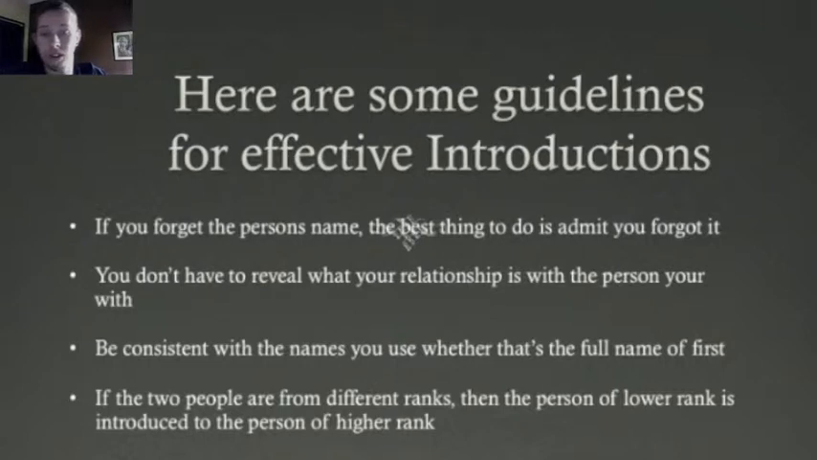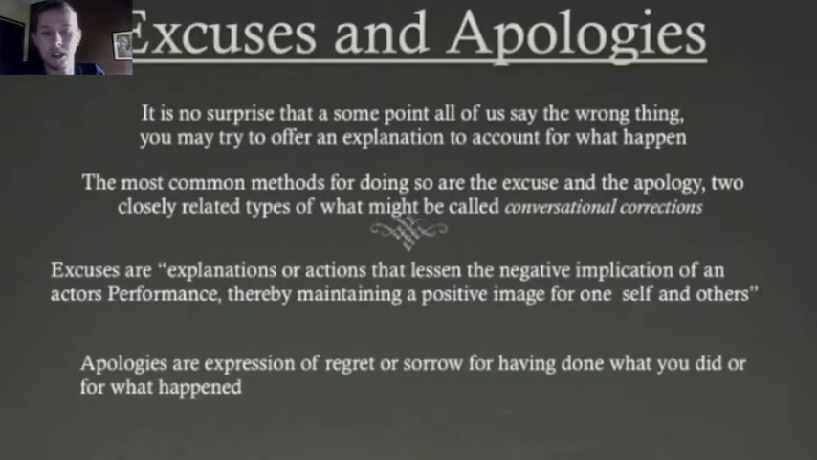Excuses and apologies. So it's really no surprise that once in a while we say something wrong and we try to give an explanation for what happened. The most common methods are excuses and apologies, and they are what you call conversation corrections. So excuses are explanations or actions that lessen negative implications of an actor's performance, thereby maintaining a positive image for oneself and others. Apologies, on the other hand, are expressions of regret or sorrow for having done what you did or for what happened.